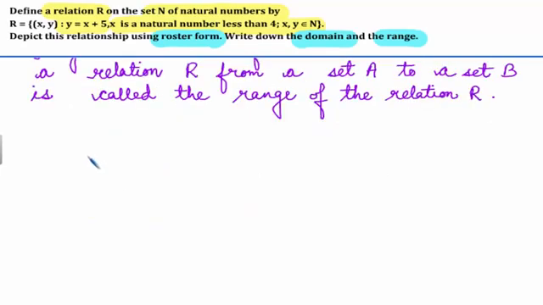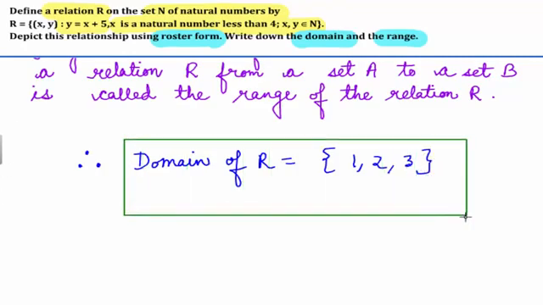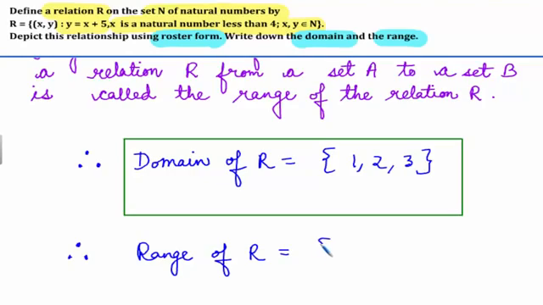Therefore, from the definition of domain, we have domain of R is equal to 1, 2, 3. And therefore from the definition of range, range of R would be the set of all the second elements of the relation R, that is 6, 7, 8.